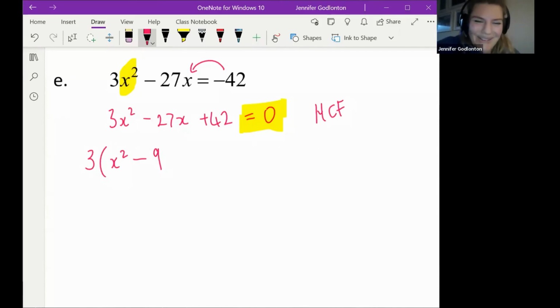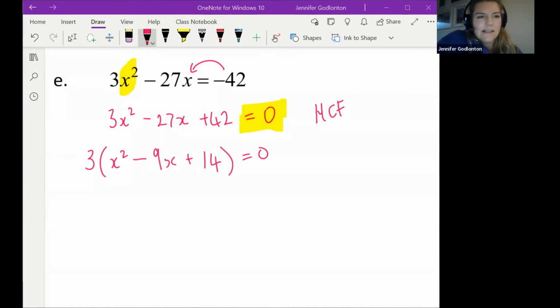Plus 14, equals 0. Let's move on up this line.